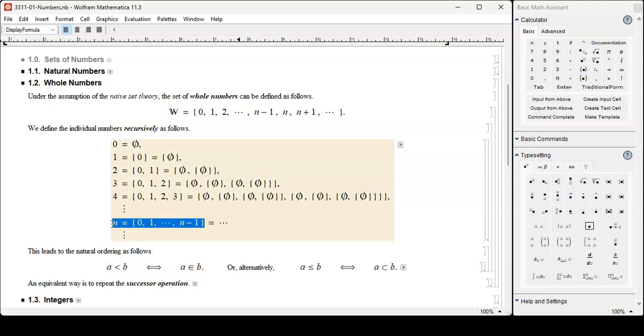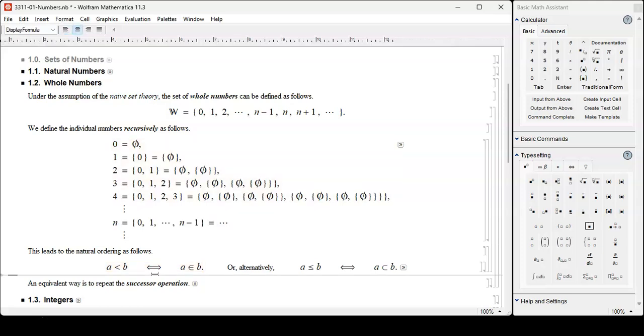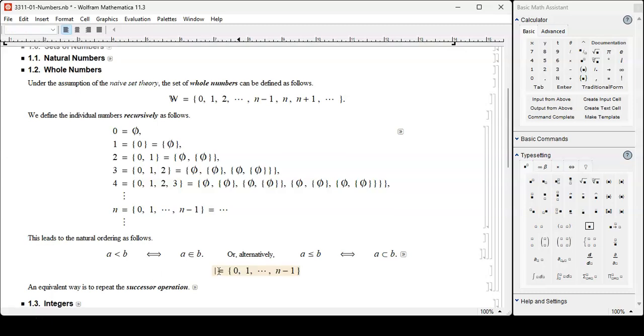And what is B? B is the set 0, 1, 2, 3, and so on up to B minus 1. And A is less than B means it should be covered by one of those. In other words, A belongs to B. Make sense? So using the set theory language and axiom of set theory, we can define A is less than B. And that's clear from this construction of whole numbers.